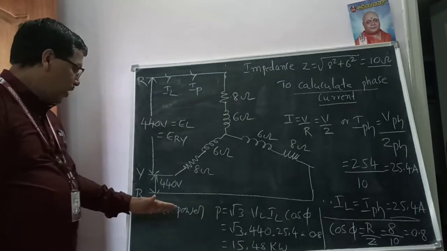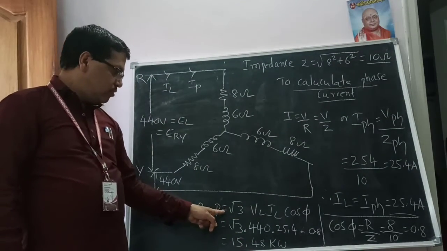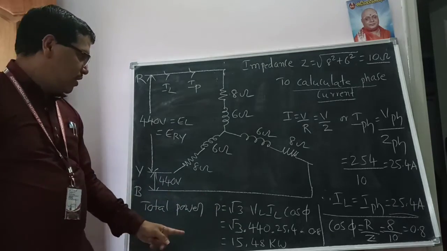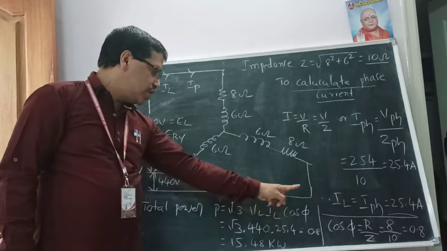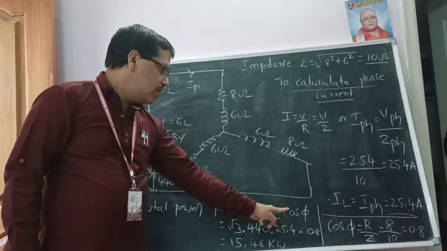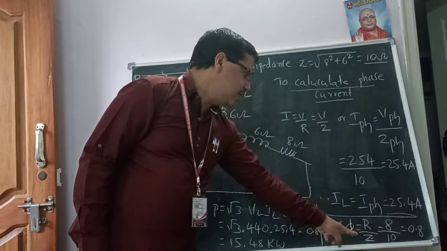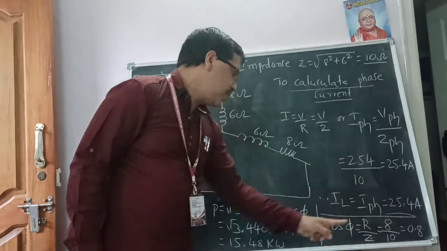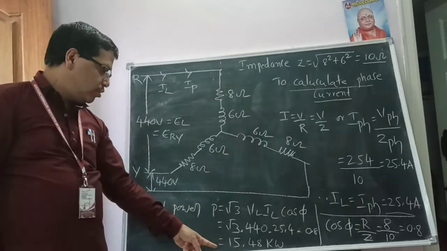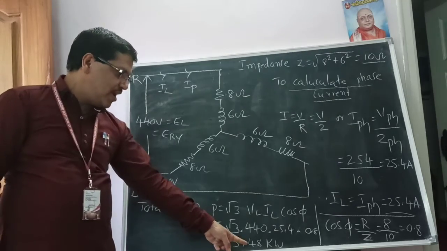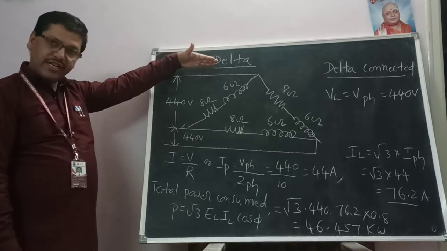Also, we need to calculate the total power. The equation, which we already know, is root 3 VL IL cos phi. Root 3 stays as it is, VL is 440, IL we just calculated as 25.4, and cos phi is 0.8. Cos phi is R by Z, where R is 8 and Z is 10, so the answer is 0.8, and we substitute that 0.8 here. So total power P is equal to 15.48 kilowatts.